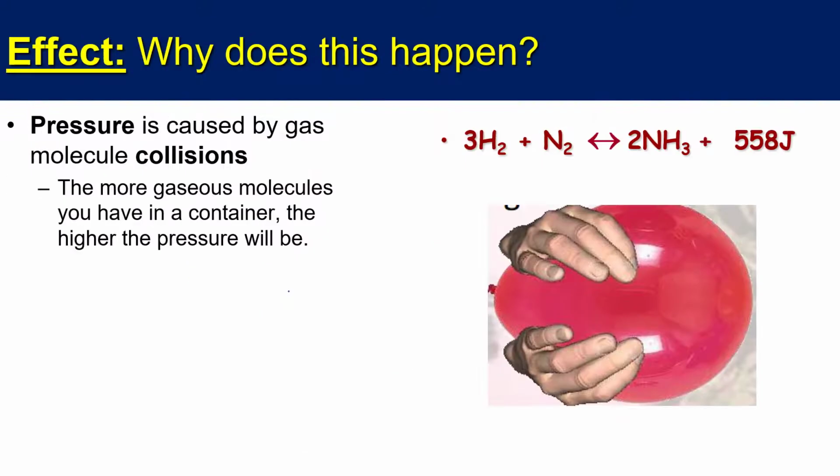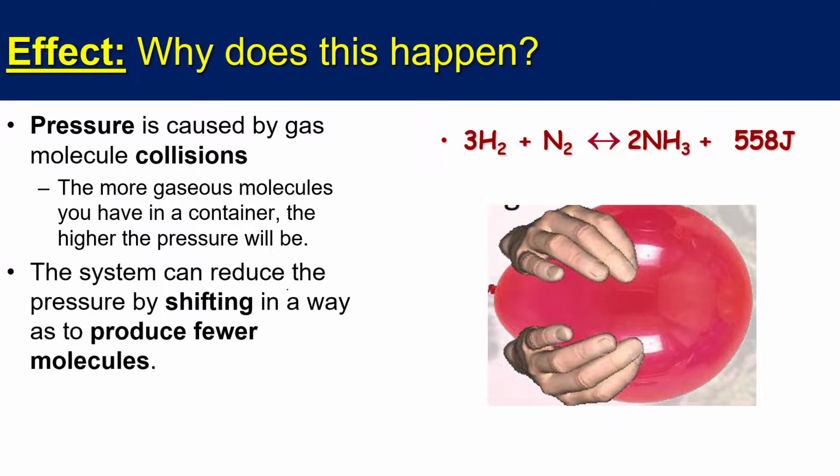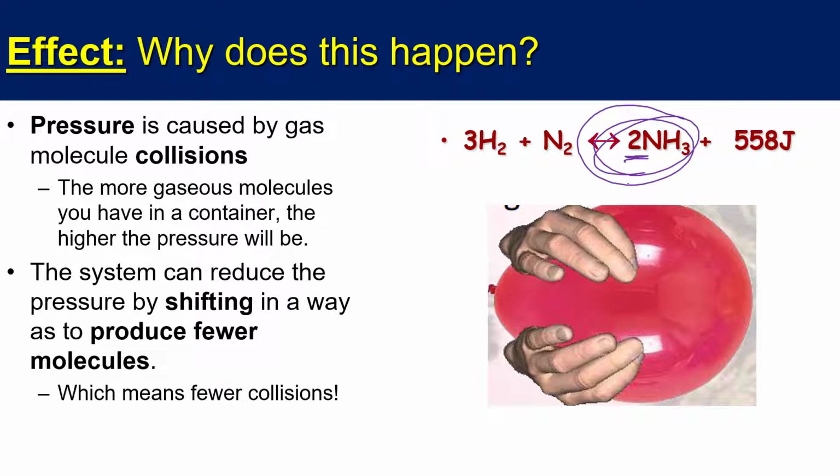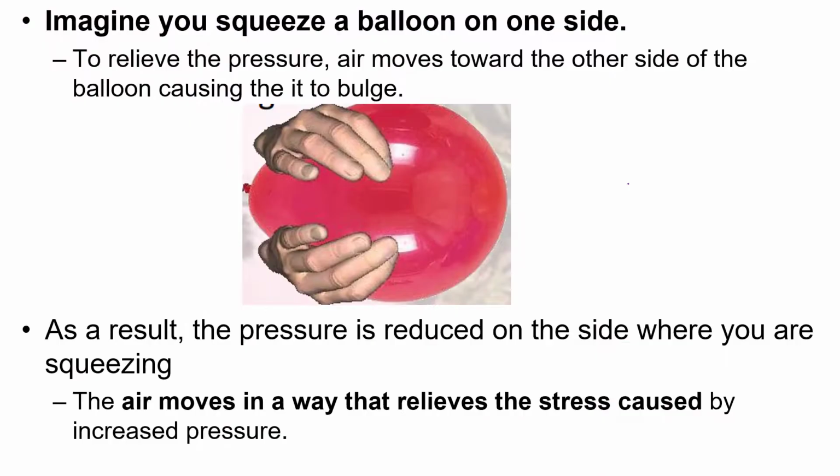It is my reactants. The way you can think about it is, pressure in a reaction system is caused by collisions. And the more gaseous molecules you have in the container, the higher the pressure will be. So when we want to restore equilibrium if pressure is increased, we want to shift to the side with the fewest number of collisions, and that would be, in this case, that side. Fewer molecules means fewer collisions.